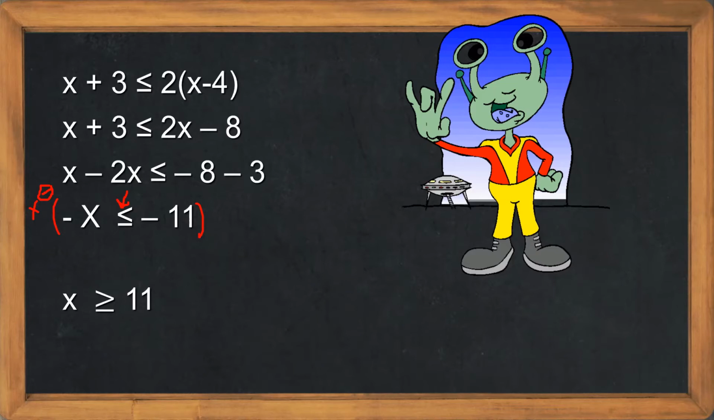Now the only thing which is left is to represent this on a graph. As you can see, 11 is included because we have or equal, so it's a complete circle, which is filled, and the values are everything to the right, because x is greater than 11. If you didn't reverse the sign, then you will get a different arrow, a different direction. So please, this is very important to know. That was everything about inequalities.